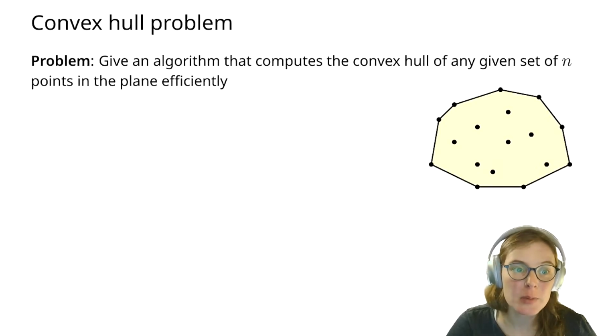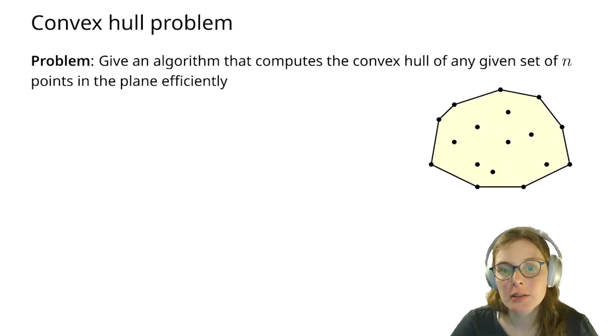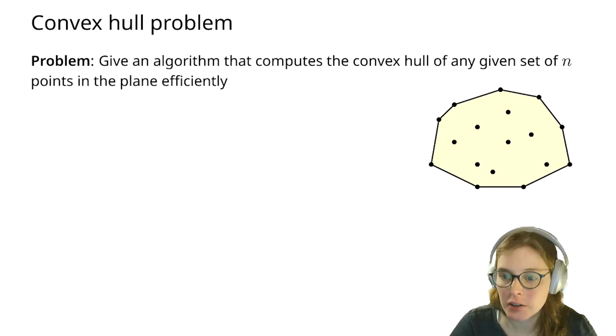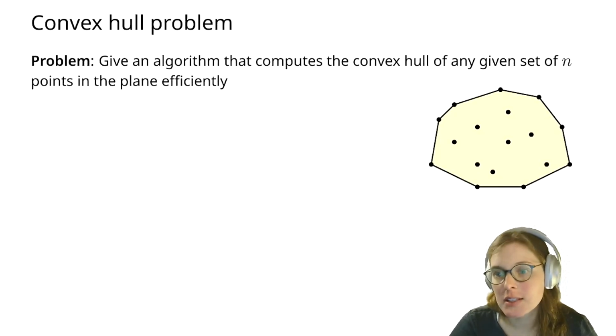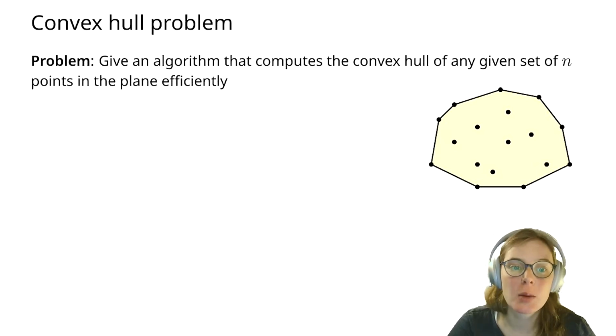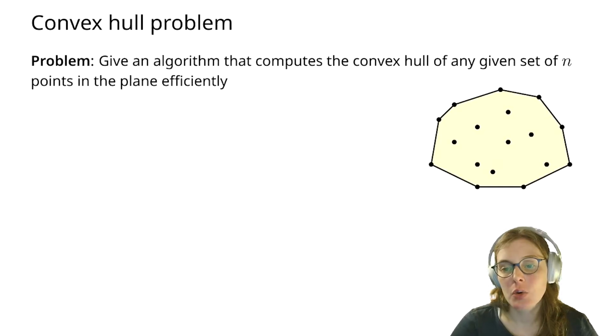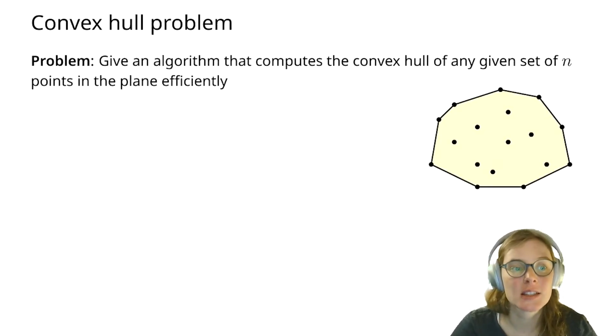Now that we have defined what a convex hull is, we can formulate the convex hull problem. The problem is asking us to give an algorithm that computes the convex hull of a given set of n points. And we want to compute it as fast as possible. So in the following few videos, we will discuss these problems and multiple different solutions to this problem.